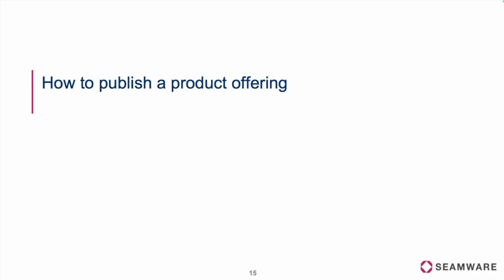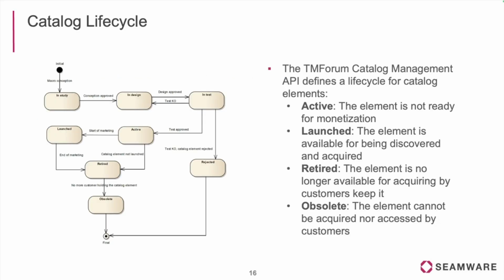Okay, now that we have our organizations, our individuals, and our billing accounts, we are able to start publishing a product offering. And here you will see that there are several entities and objects that will need to be taken into account. First of all, the different catalog elements, which means the catalog, the product specification, and the product offering, as we have seen before, are managed through the TM Forum Catalog Management API. And they define a life cycle for catalog elements that you need to take into account when working with this system.